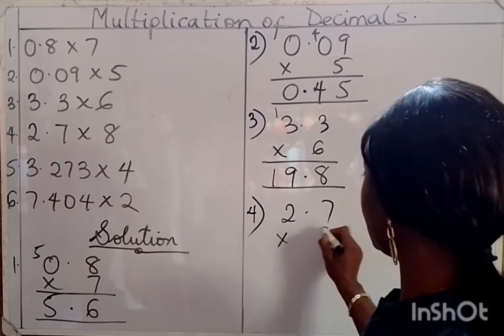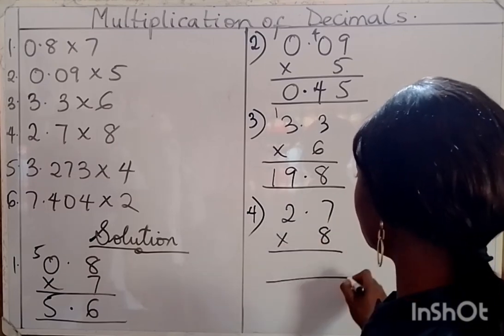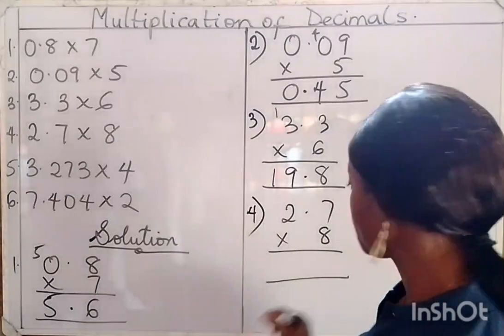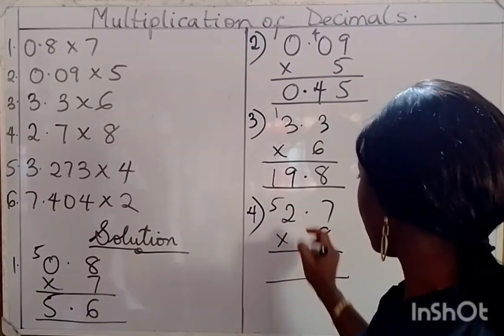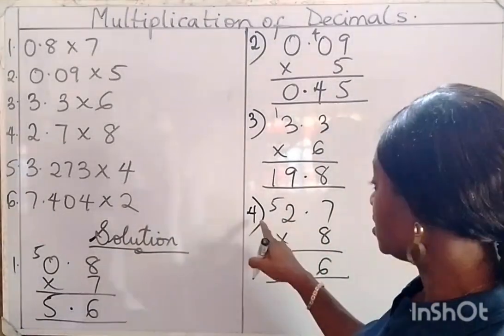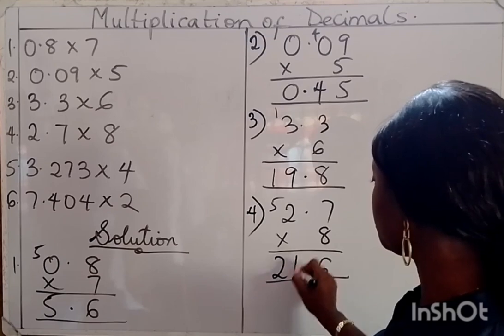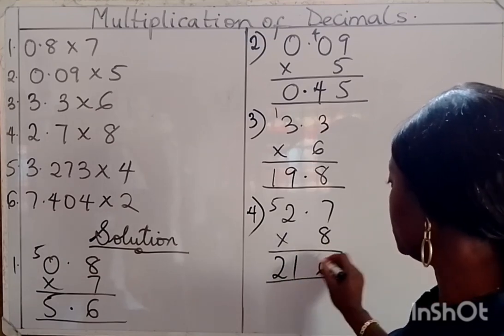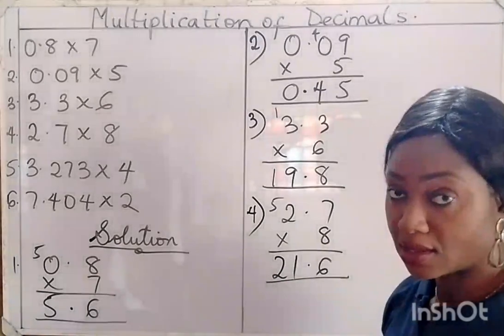All right, now the fourth question, 2.7 times 8. Where 7 times 8 equals what? 56. Write down 6 and carry 5. 8 times 2 is 16. 16 plus 5 is 21. And we'll count to one decimal place, which is 21.6.